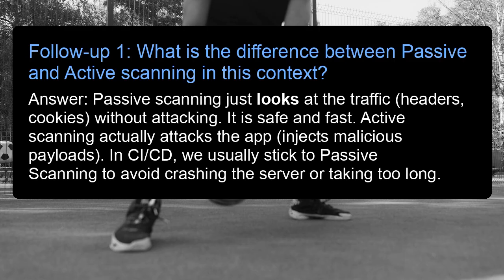Follow-up 1. What is the difference between passive and active scanning in this context? Answer: passive scanning just looks at the traffic, headers, cookies, without attacking. It is safe and fast. Active scanning actually attacks the app, injects malicious payloads. In CI/CD, we usually stick to passive scanning to avoid crashing the server or taking too long.